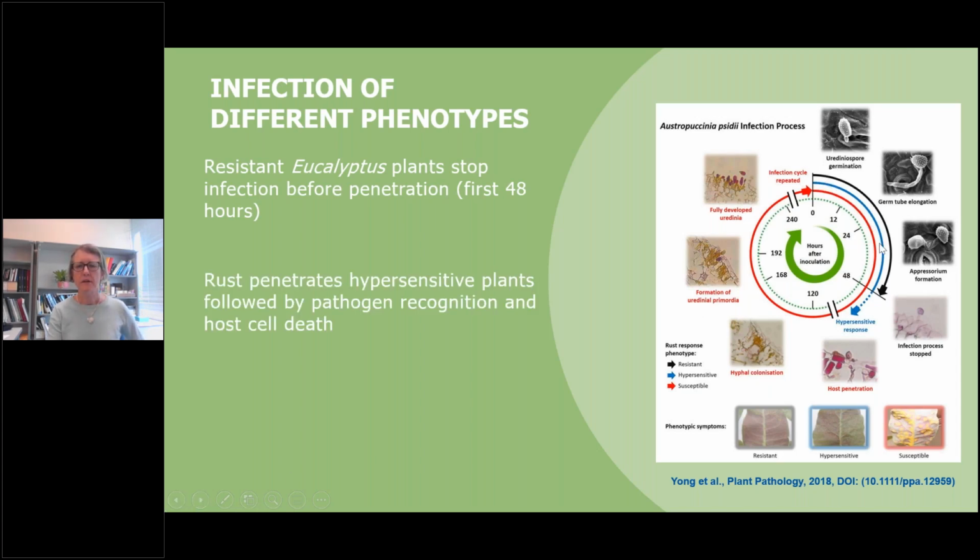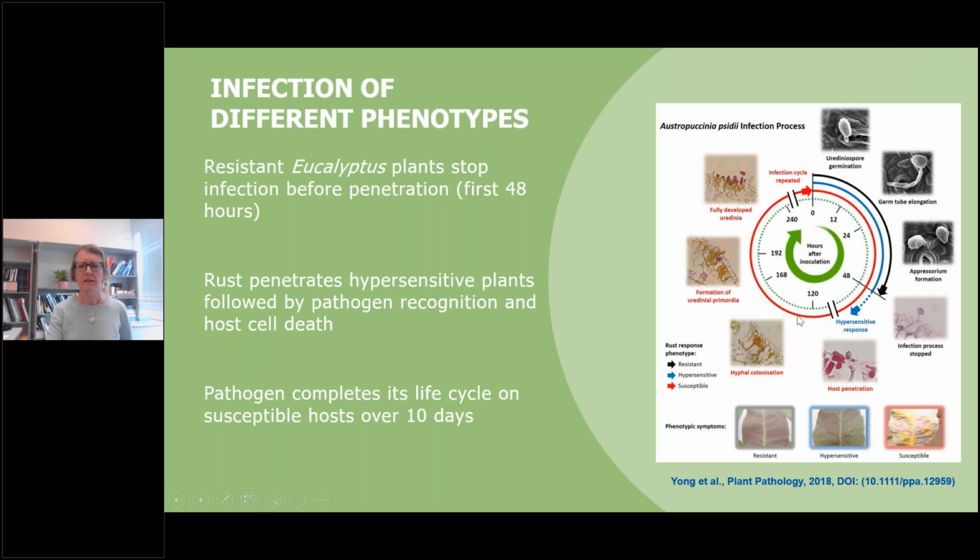Hypersensitive plants seem to have some penetration into the leaf epidermis, but at that stage, there's some pathogen recognition by the plant, and that induces host cell death. And so in that stage is where we see prevention of further infection or continuation of the Austropuccinia psidii life cycle.